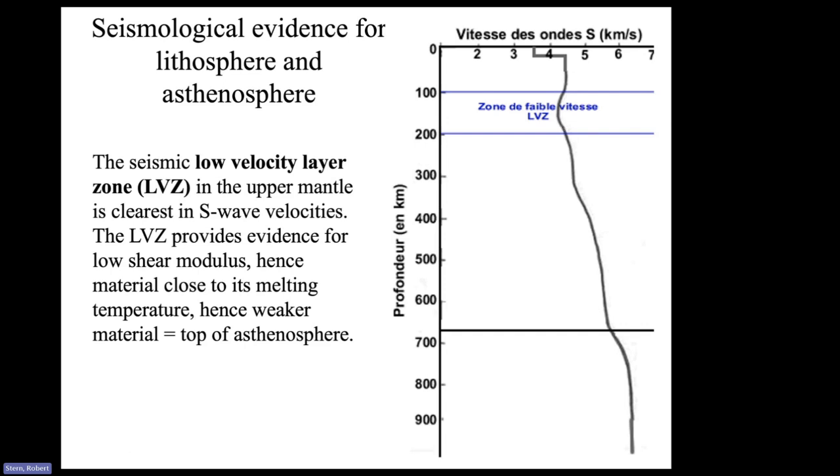They're not transmitted in liquids. So this has been taken as evidence that this is a zone where it's close enough to melting that there's a little bit of melt in there and maybe some fluids. This low velocity zone, documented by shear wave velocities, is thought to be the asthenosphere. Okay.